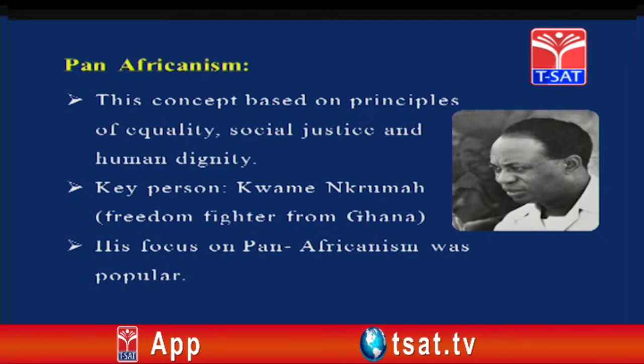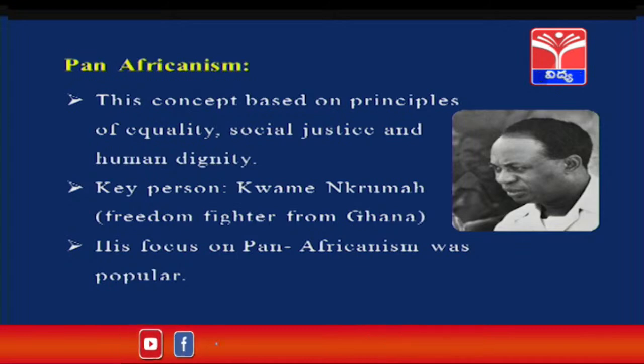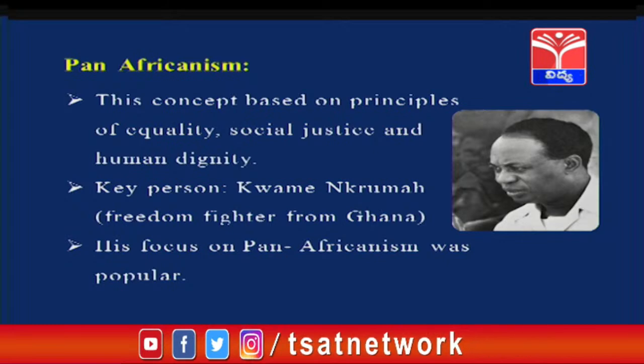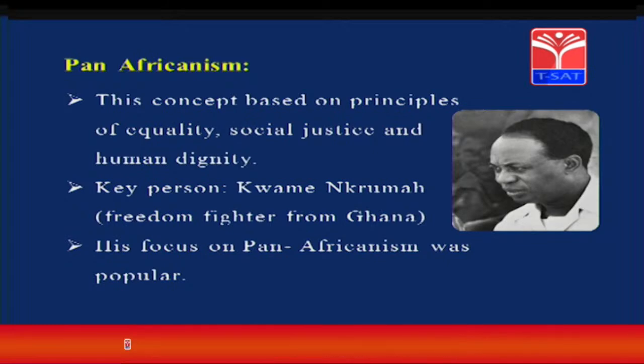The main person who worked for this concept was Kwame Nkrumah. He was a freedom fighter from Ghana. You can see the picture of him in this slide. So, his focus on Pan-Africanism was very popular worldwide. All the people who were against colonialism and racial discrimination wanted to become united to fight against colonialism and bring their country freedom.